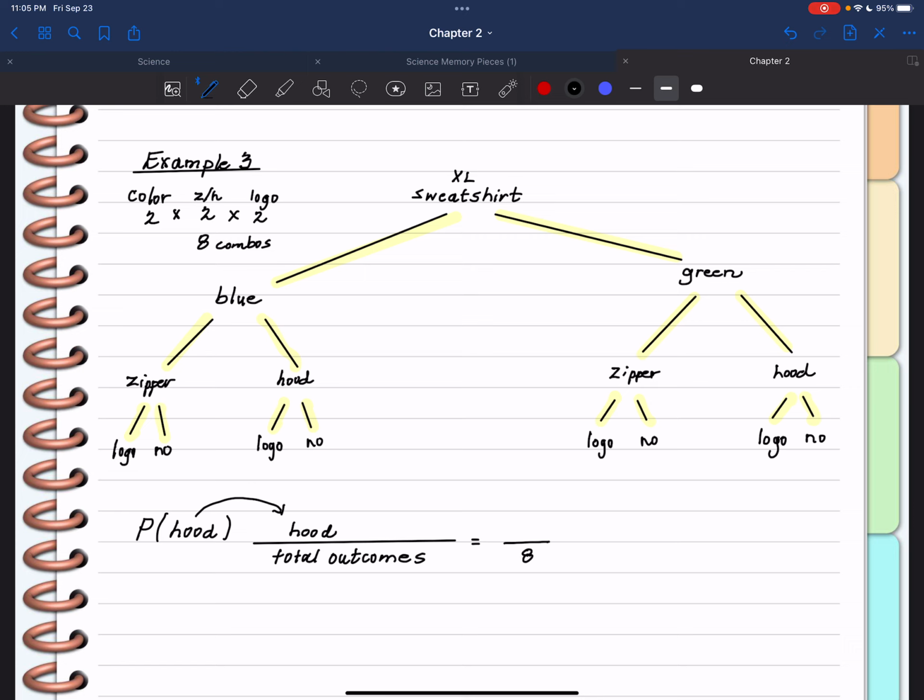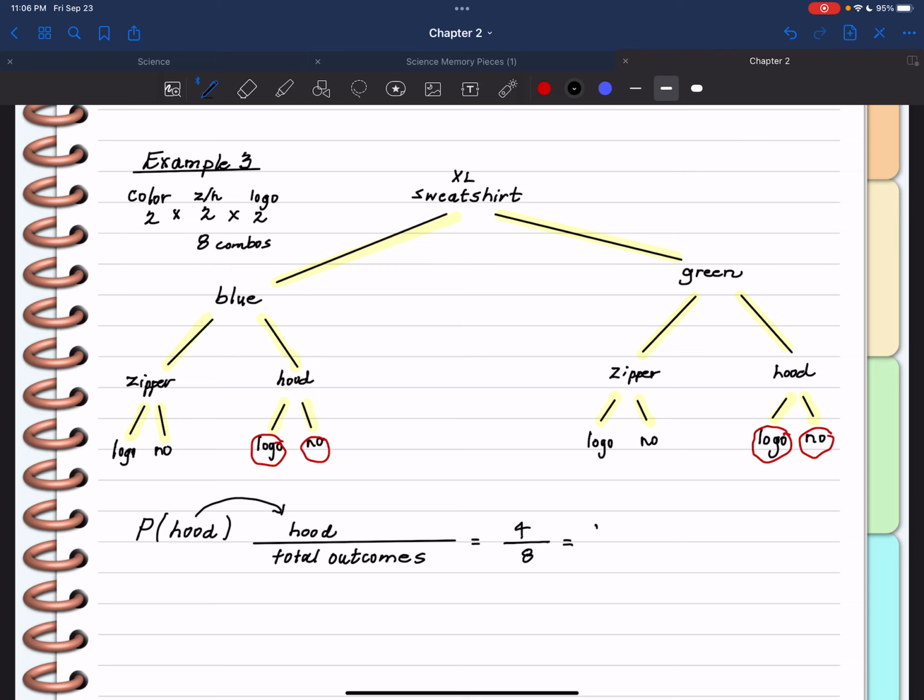So let's come back up here and count. We have this one and this one. But remember, those go with these. So there are 4 possibilities with a hood. Let me do it this way because that's misleading right there. You're looking at a blue hooded sweatshirt with a logo, a blue hooded sweatshirt with no logo, a green hooded shirt with logo, and a green hooded with no logo.